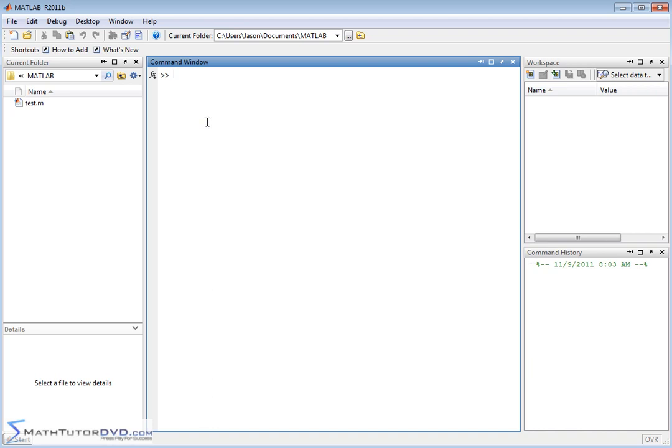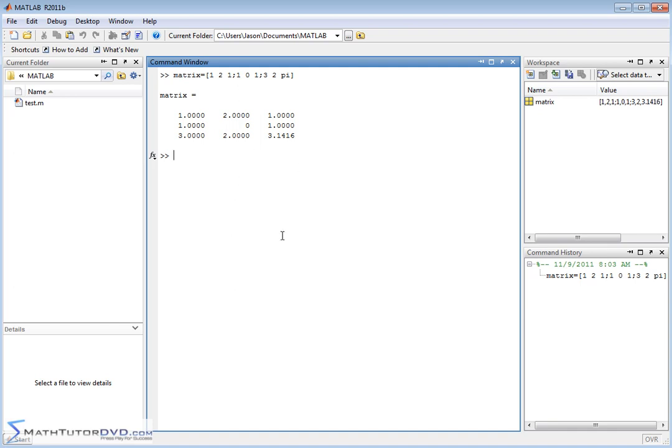So let's go ahead and create a matrix. We'll just name it cleverly matrix. And it'll be something like 1, 2, 1, semicolon 1, 0, 1, semicolon 3, 2, and for the last one we'll put pi or something like that. Just put something different in there. So here's my matrix. You can see what it looks like.